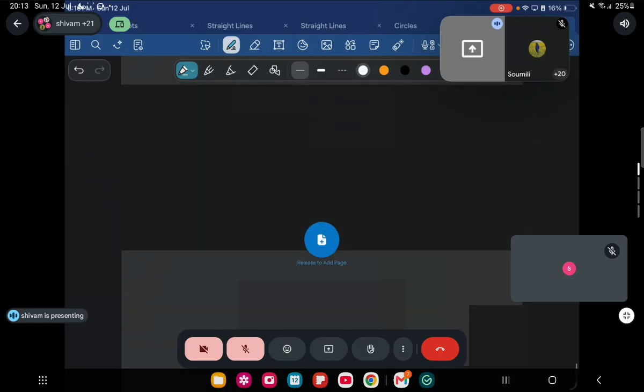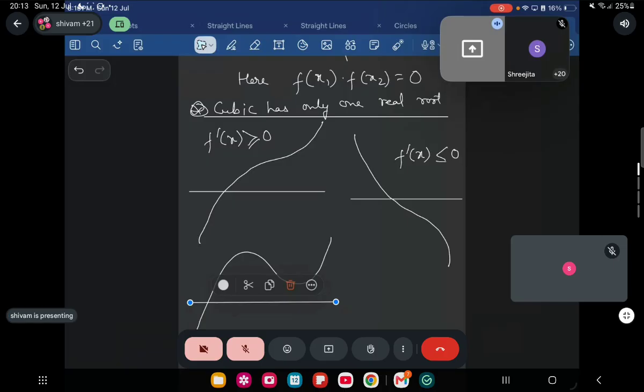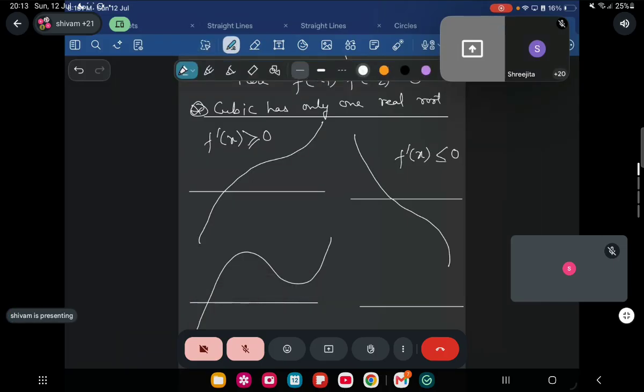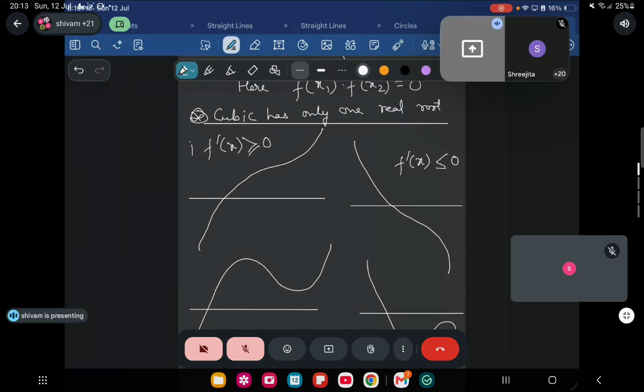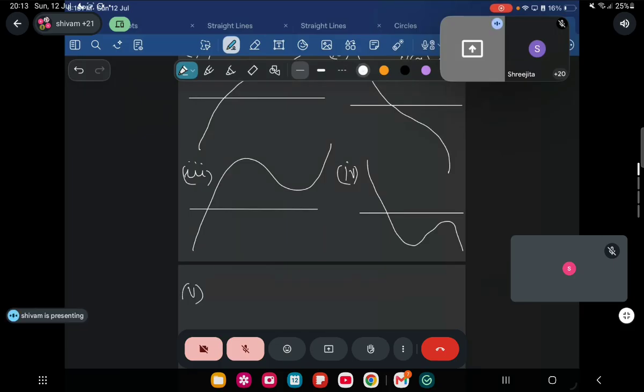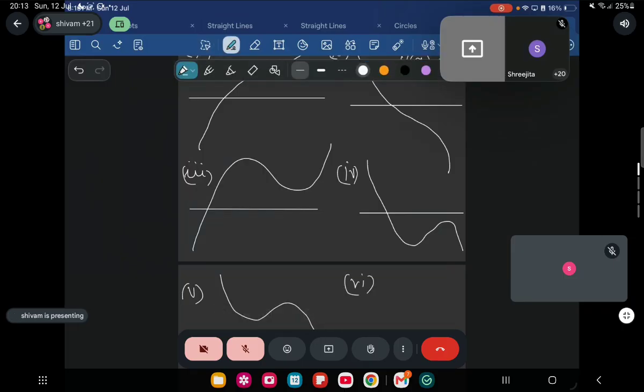Now I am showing 4 more graphs. Okay. So can you zoom out a bit? Yes, this is one more graph. Another graph. Another graph. Okay, let us call this case 1, case 2, case 3, case 4, case 5. Okay, and lastly case 6.